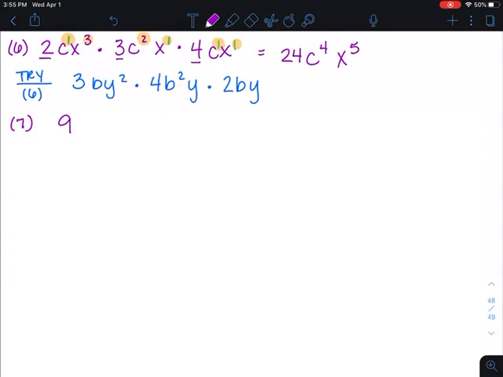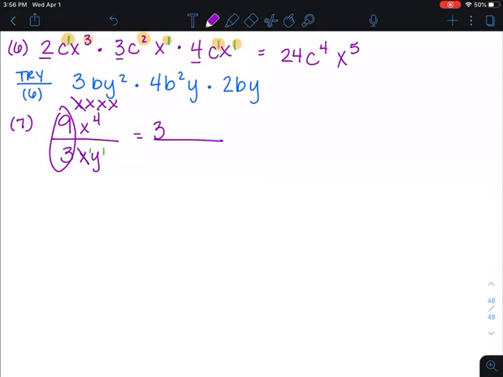Number 7, I have 9x to the 4th power over 3xy. So don't forget you have an imaginary exponent of 1 on the x and the y. Let's do the numbers first. Can you do 9 divided by 3? Yes, you can. It is a whole number 3, so the 3 will go on top.